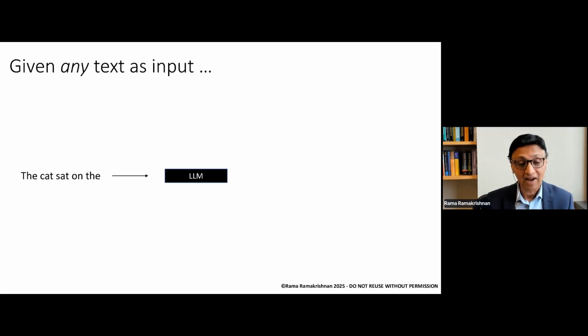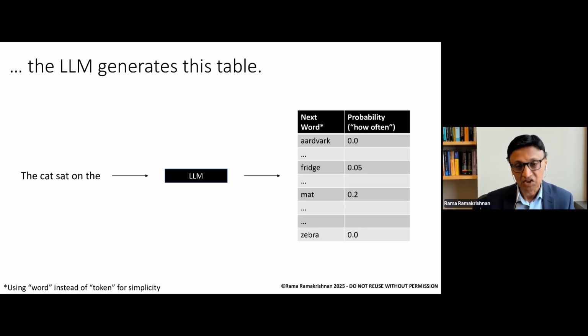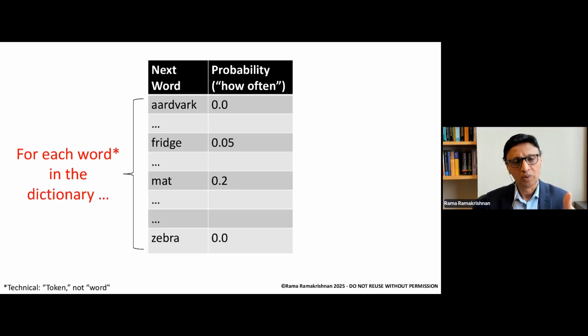Now you give it any phrase, such as "the cat sat on the," and you feed it into the large language model. Under the hood, it essentially calculates the table that you see on the right. Now, we don't see the table when we are working with a web interface, of course, like when we use ChatGPT or Claude or whatever. But this is basically what's happening under the hood. And folks who work with these models using the API will be very familiar with this.